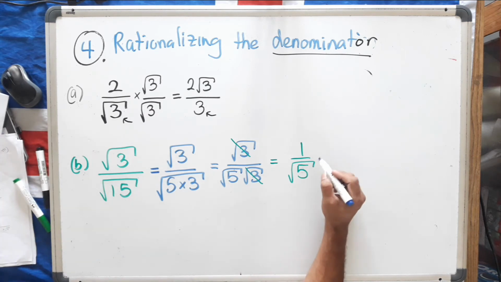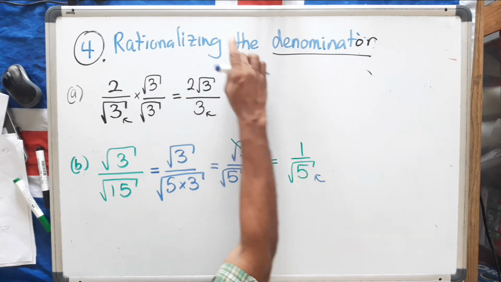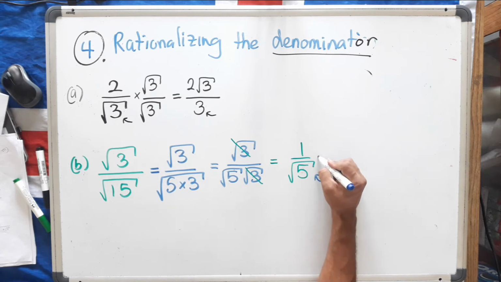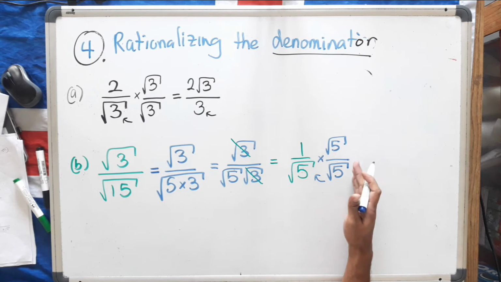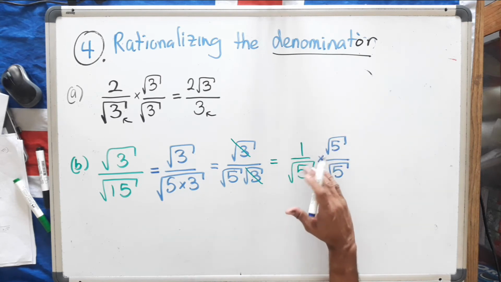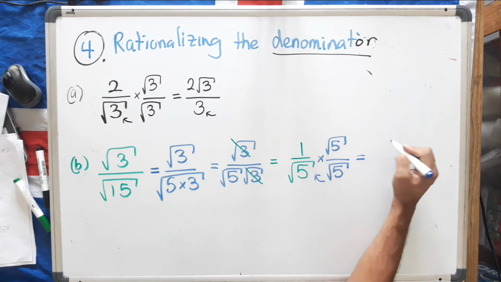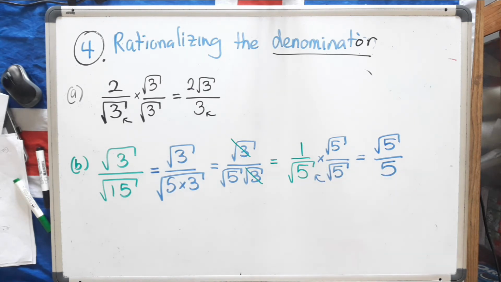rationalize it. The underneath is still a surd. When you are rationalizing the denominator, it means that the underneath must not be a surd. So what we do, we take the top, we multiply it by the surd, but we also are obligated to multiply the underneath by the surd. Doing this will make the fraction look different, but it will not change the value of the fraction. 1 times the square root of 5 is just the square root of 5. The square root of 5 multiplied by the next square root of 5 is 5.